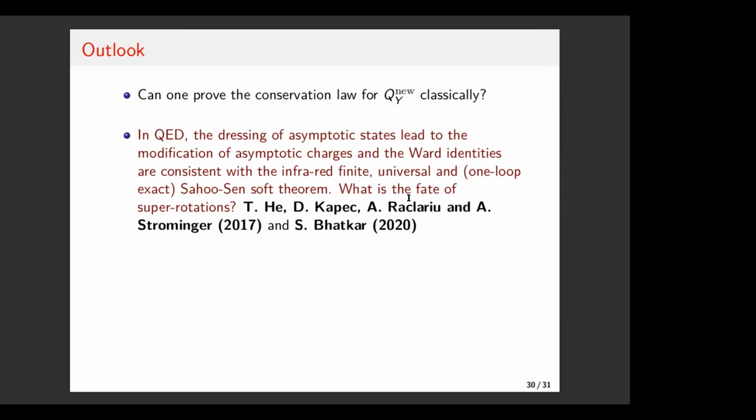I guess Miguel already explained this a lot: in QED, the fact that the asymptotic states are dressed, if we go beyond leading order in the coupling, leads to a modification of the asymptotic charges, and we at least seem to get Ward identities which are consistent with the universal one-loop exact soft theorem that Sahoo and Sen derived. So what about super rotation? Is there a way we could generalize this to go beyond leading order? And yeah, I will conclude here.